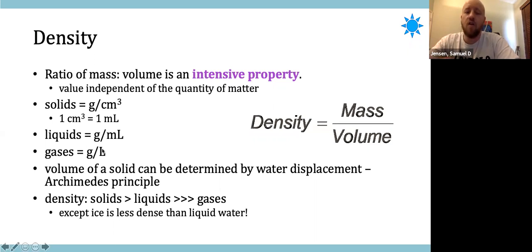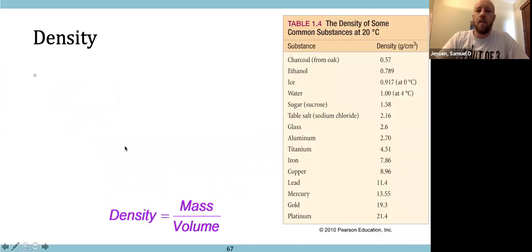Generally, gases are much less dense, so they need a little bit more stuff in order to have relevant mass. For most things, solids are more dense than liquids, which are more dense than their gases. The only exception is ice. Solid water floats on top of liquid water, so in this case, the solid is less dense than the liquid.